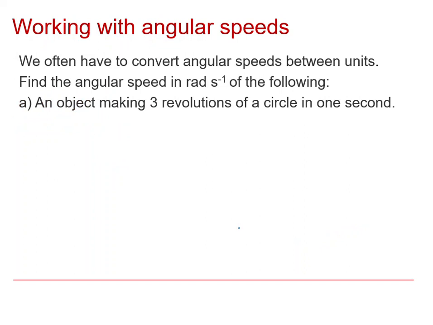Well, converting angular speeds between units. What's the angular speed in radians per second of the following? You take an object that makes 3 revolutions of a circle in 1 second. Well, if it does 3 revolutions, it's covered 3 times 2 pi radians, and that's in 1 second. So that's equal to a speed of 6 pi radians per second.